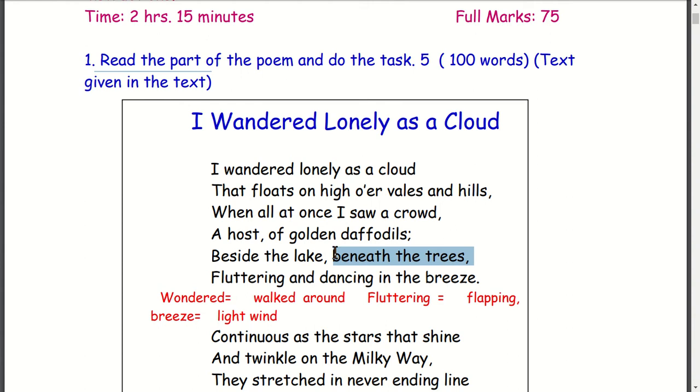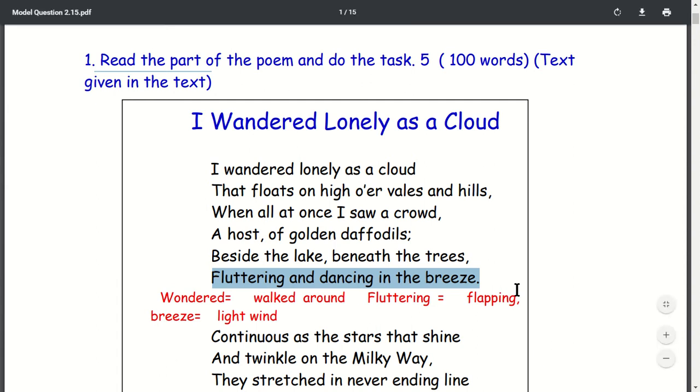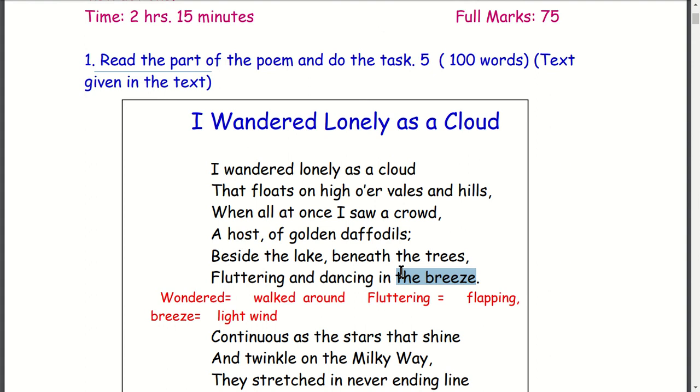Fluttering and dancing in the breeze: what were the flowers doing? They were dancing. They were fluttering, which means flapping, moving. Generally, flutter means the butterfly flutters. The flying of a butterfly is fluttering. Like this, to heighten the effect, the writer has used dancing in the breeze. The poet sees the daffodils, the flowers. There was a breeze, which means light wind. The breeze was blowing here. Because of the wind, the flowers seem to be dancing.